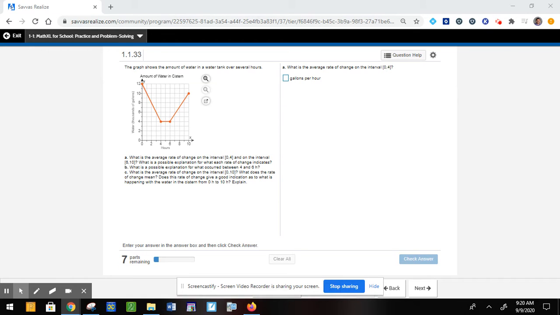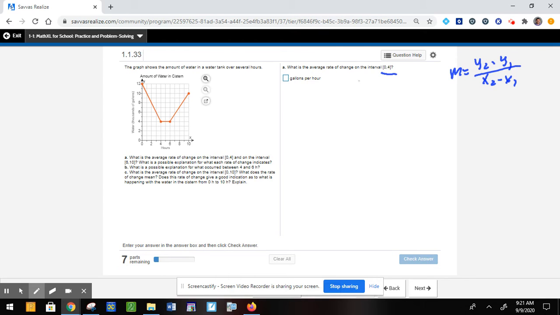The thing to remember here is that average rate of change is just a fancy way of saying slope. So if all you need to calculate is slope, think about what you need for slope. Remember, the formula for slope is y2 minus y1 over x2 minus x1. What I need to be able to calculate slope is two ordered pairs. When it gives you the interval, it's essentially giving you the x values.